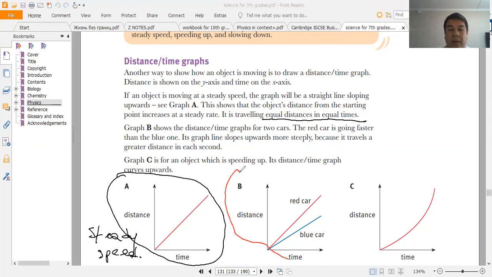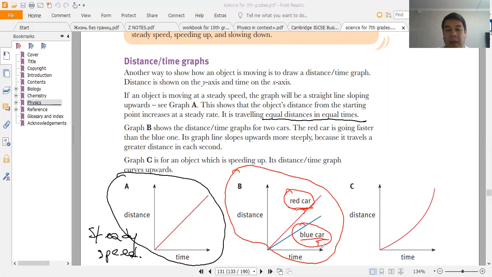On the other hand, let's pay attention to graph B. Graph B shows the distance-time graph for two cars. Here you see we have the red car, and here you see we have the blue car. The red car is going faster than the blue one. Its graph line slopes upward more steeply because it travels a greater distance in each second. So again, the speed of the red car is faster than the speed of the blue car.